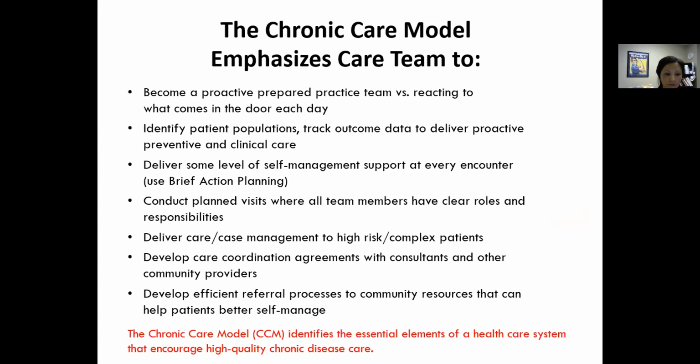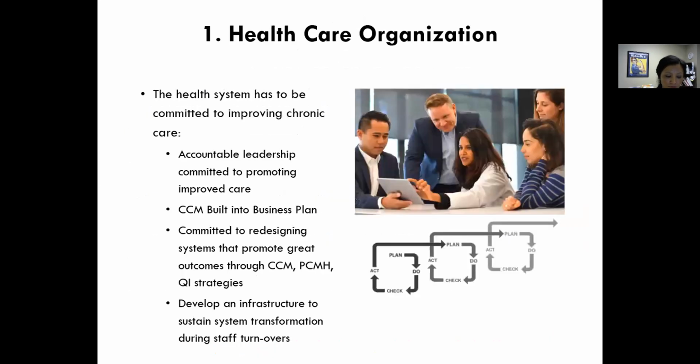So the chronic care model identifies those essential elements of the healthcare system that encourage high quality chronic disease care. That's what we're shooting for. I want to talk a bit about each of the 6 components so that you get a better sense of what's involved. And when we talk about the healthcare organization, you have to be in an organization that has accountable leadership that is committed to promoting improved care.